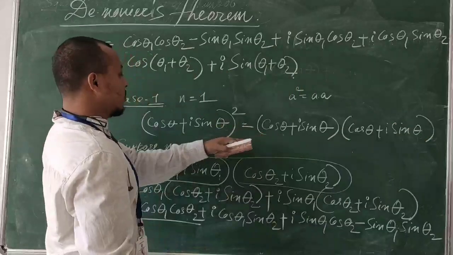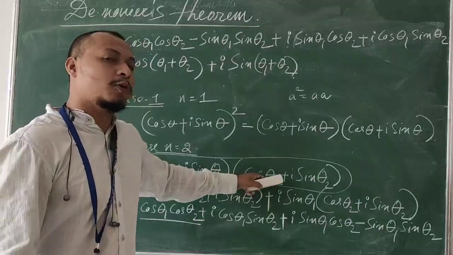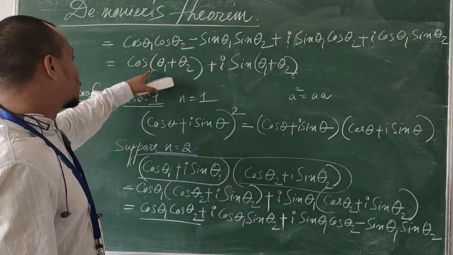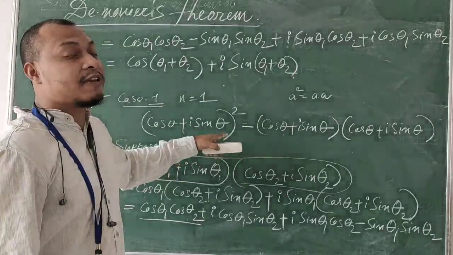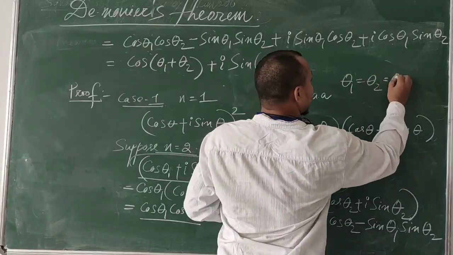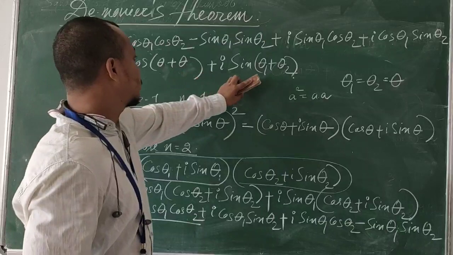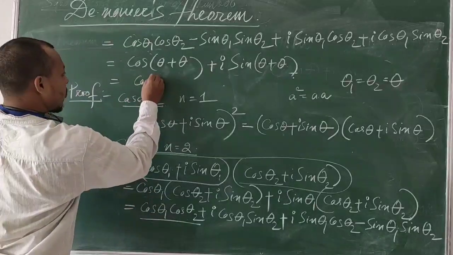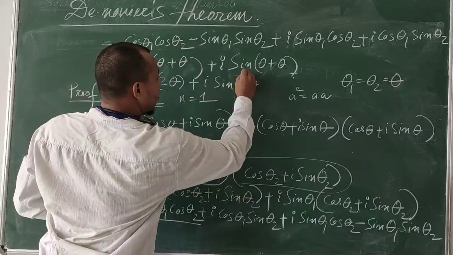So by multiplying this, we know cos theta 1 plus i sin theta 1 into cos theta 2 plus i sin theta 2. When we are multiplying these two terms, we are getting cos of theta 1 plus theta 2 plus i sin of theta 1 plus theta 2. But if theta 1 is equal to theta 2, suppose I take theta 1 equal to theta 2 equal to theta, then theta plus theta is equal to 2 theta. It means we can write cos 2 theta plus i sin 2 theta.